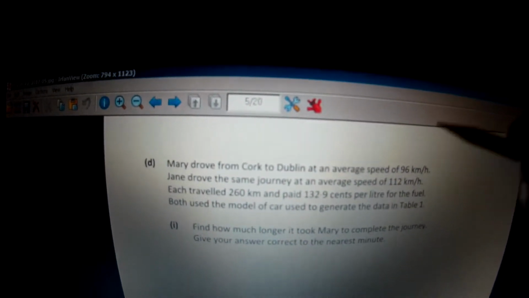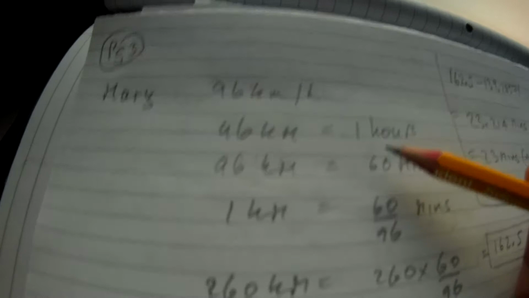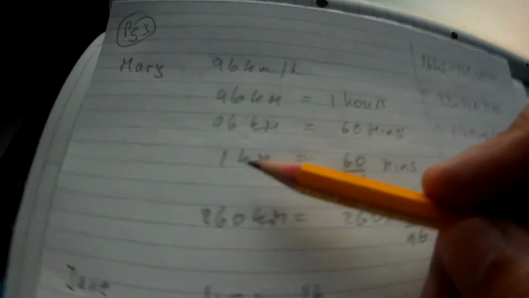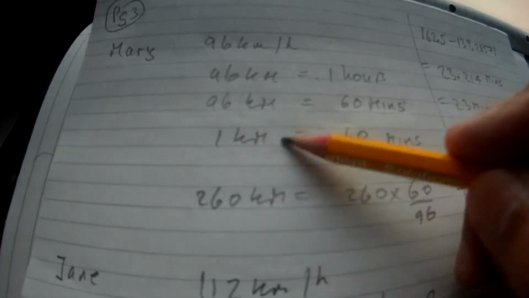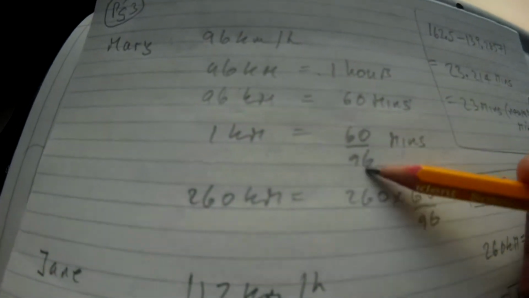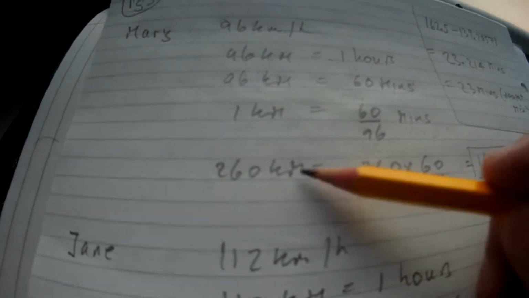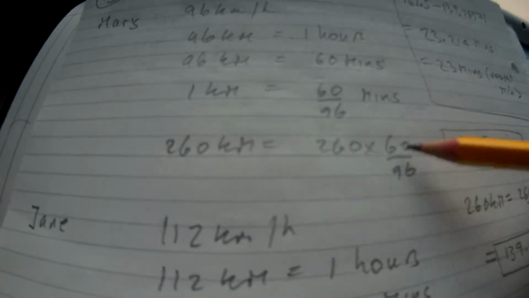Right. So Mary was travelling at a speed of 96 kilometers per hour. The way you work this out is the following. 96 kilometers is equal to 1 hour, or 96 kilometers is equal to 60 minutes. Then divide across by 96, you get 1 kilometer is equal to 60 divided by 96 minutes. Then multiply across by 260, you get 260 kilometers is equal to 260 multiplied by 60 over 96.